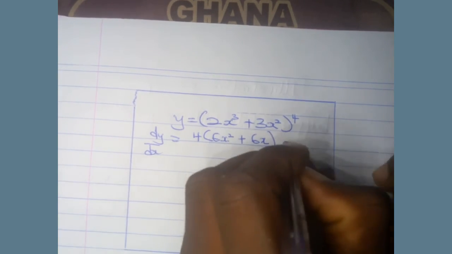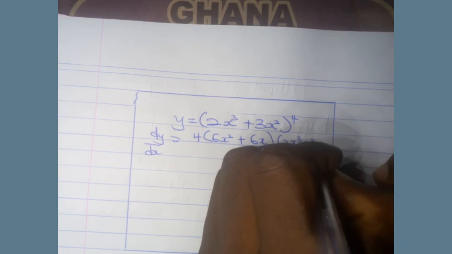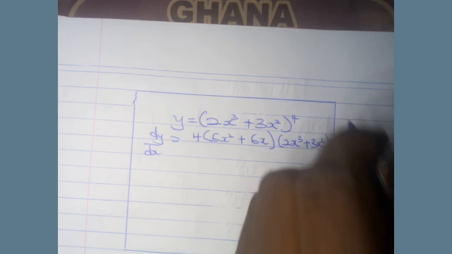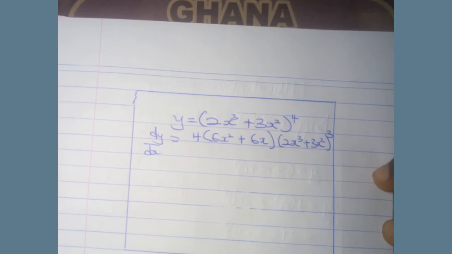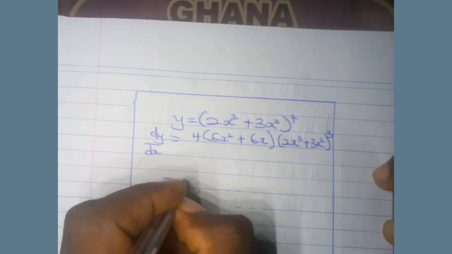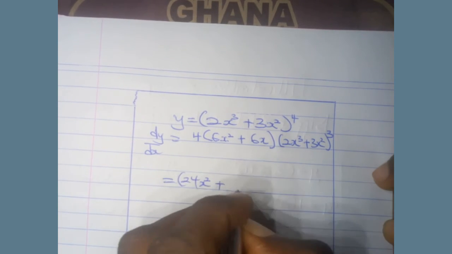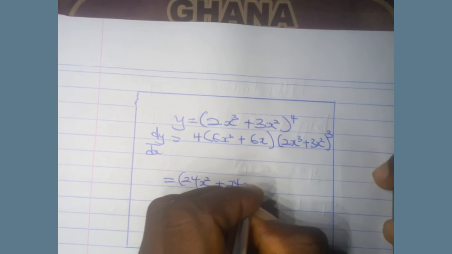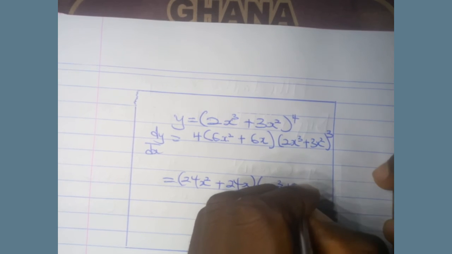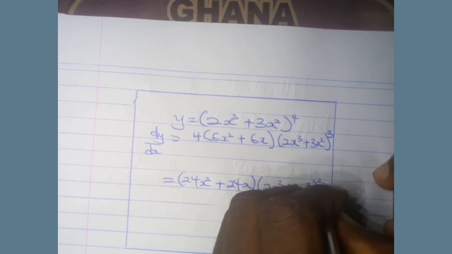After that, I write the expression over here. That's 2x cubed plus 3x squared, and reduce the power by 1. So 4 minus 1, which is 3. Good. Now let's move on. 4 times 6 is 24x squared plus 4 times 6 is the same as 24x. Now multiply it by (2x cubed plus 3x squared), all raised to the power 3. Good.